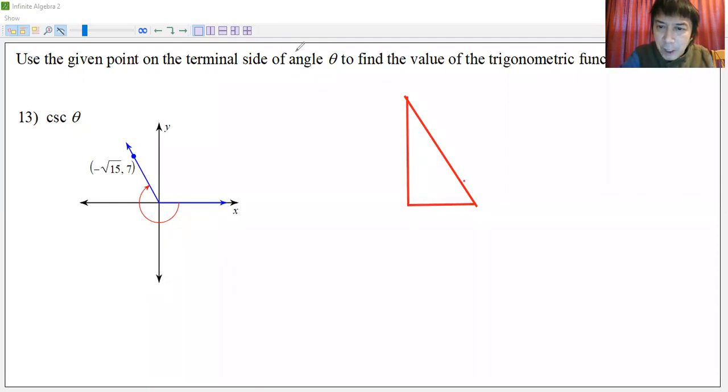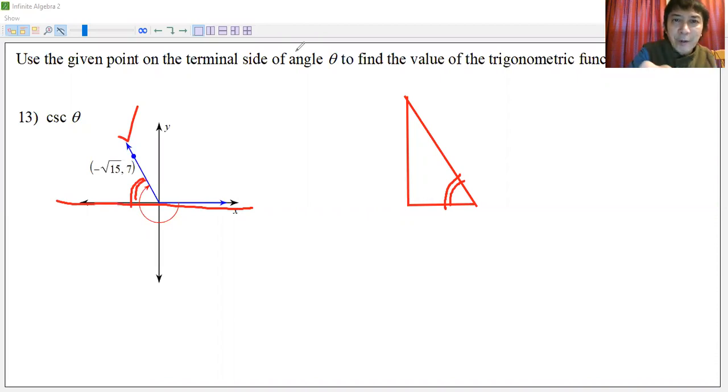Our reference angle is this. Again, it's the difference between the horizontal x-axis and the terminal side. The angle made by the terminal side, that's the blue, and the horizontal x-axis. So it's this. That's the reference angle.